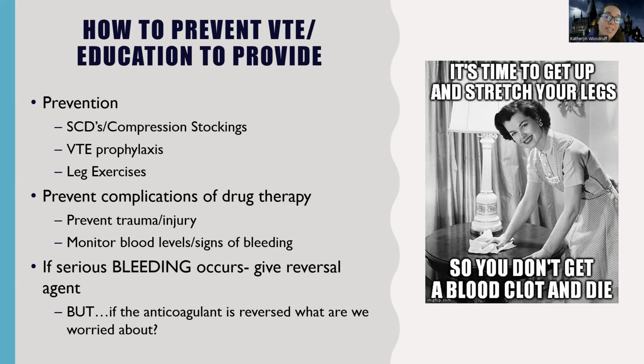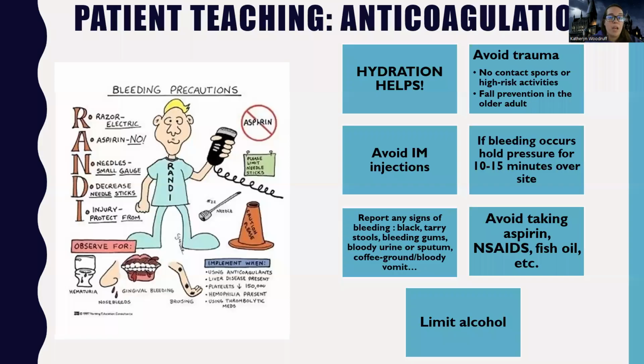But you have to consider, if the anticoagulant is reversed, what are we worried about? Well, we're going to be worried about clotting, because now I'm going to be super high risk for clotting. So I definitely need to help with that. And the other thing I don't have listed here, but that always helps to thin out blood a little bit, is good hydration. If it's appropriate for the patient, we always want to do good hydration for them. So then patient teaching for anticoagulation.